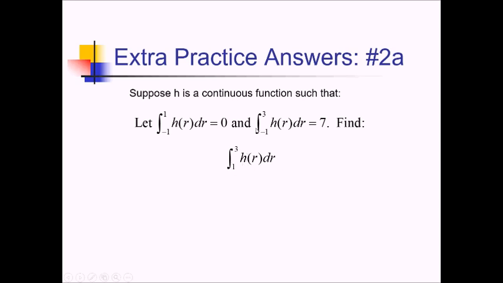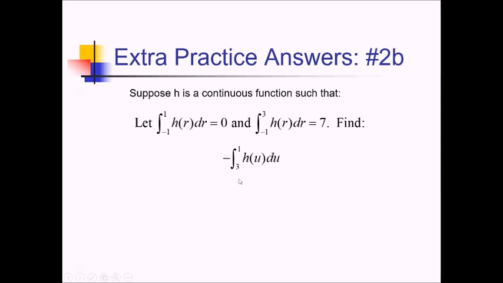So we don't want all of the area in this second integral. We just want part of it. To get rid of the part we don't need, we have to subtract the area from -1 to 1, which happens to be this other integral they gave us. So we can rewrite this as the integral from -1 to 3 of h of r dr minus the integral from -1 to 1. If we subtract the integral from -1 to 1, that's just going to leave us with the area from 1 to 3. So this is going to end up being 7 minus 0, which is just 7.